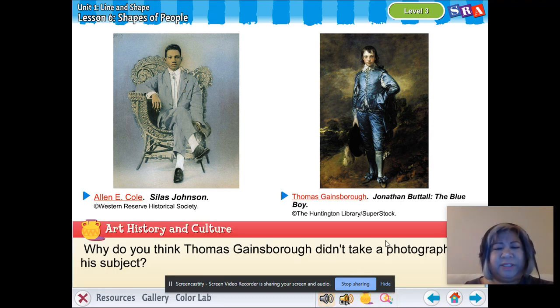Why do you think Thomas Gainsborough didn't take a photograph of his subject? Because they didn't have photography back then. They hadn't invented cameras yet. So if anybody wanted a portrait back then, it was usually someone who had a lot of money, who could afford someone to paint a portrait of them. They used portraits like cameras. If you wanted a picture of yourself or of someone, you had to commission an artist to paint a picture of you.